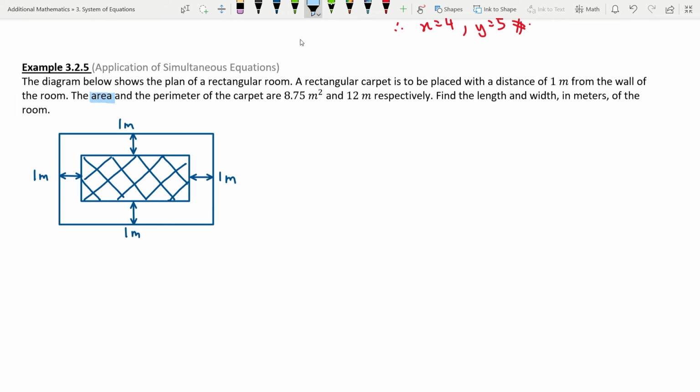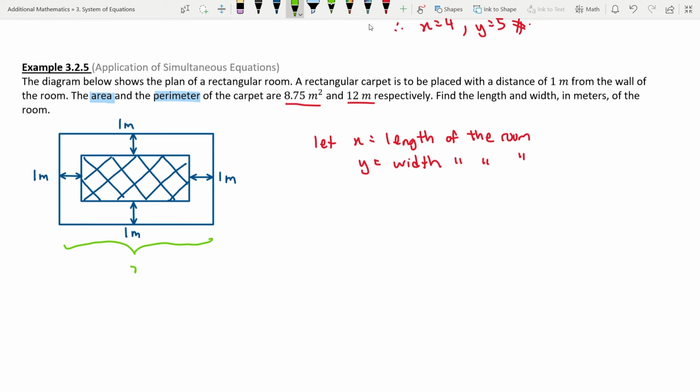We are given the area and the perimeter of the carpet that are 8.75 meters square and 12 meter respectively. We are asked to find the length and the width of the room. First, we need to assign the variables. We let x be the length of the room and y be the width of the room. So this is the length and this is the width.